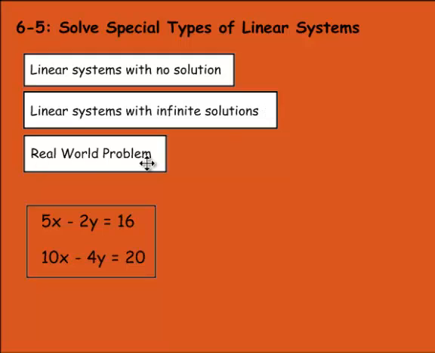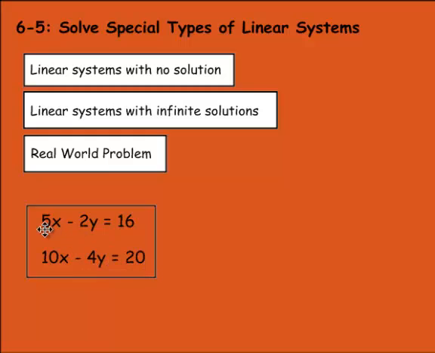So far, we've been learning how to solve linear systems with substitution, multiplying, adding, and subtracting. And they've all been working out for us. But sometimes these special types of linear systems throw everything off. For example, we have 5x minus 2y equals 16. Then we also have 10x minus 4y equals 20.